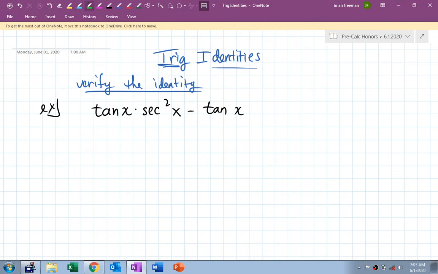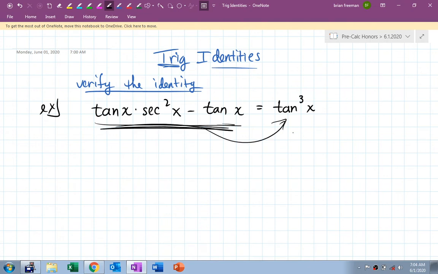You want to try to think of this as something like a b squared minus a, where a is tangent of x and b is secant of x. So if I had something like this, I could factor out an a, right? Well, if we're verifying an identity, one thing I have to give you is what's our end goal? Our end goal is tangent cubed of x. So you need to somehow turn this whole equation into a tangent cubed.